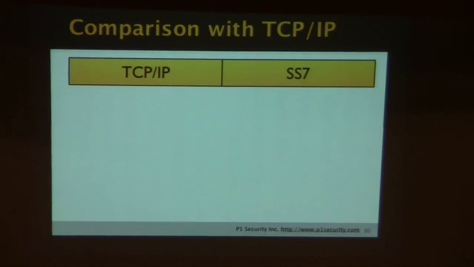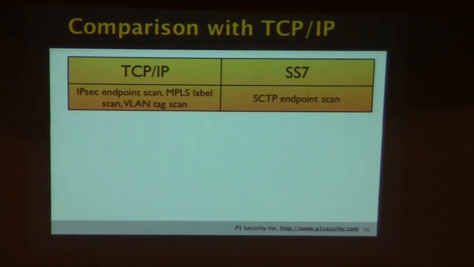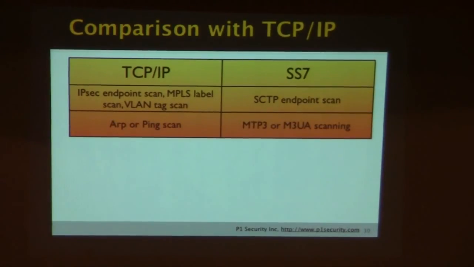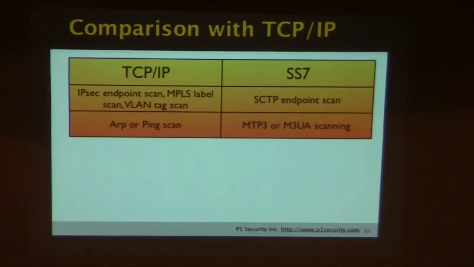Okay, a small comparison with TCP in order to make things clear. We talked about the endpoint, so what we have here is the endpoint for the SS7. It's the SCTP port. Then we want to do some scanning to know what is live as network equipment. So we are going to do MTP3 or M3UA scanning that scans each different SPC.